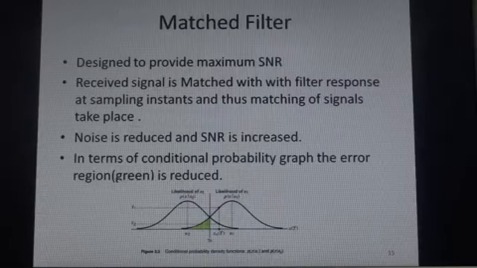Matched filter is designed to provide maximum SNR. The received signal is matched with the filter response at the sampling instant, and thus matching of the signal takes place. Noise is reduced and SNR is increased. In terms of optimization, the error region is reduced, and thus the matched filter is an optimizing technique to reduce the error.